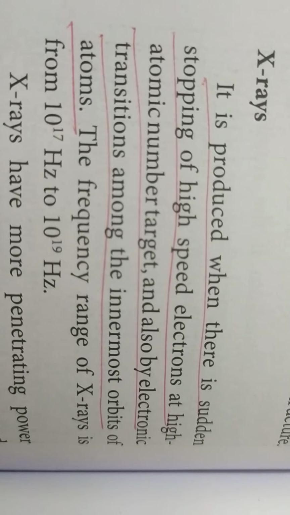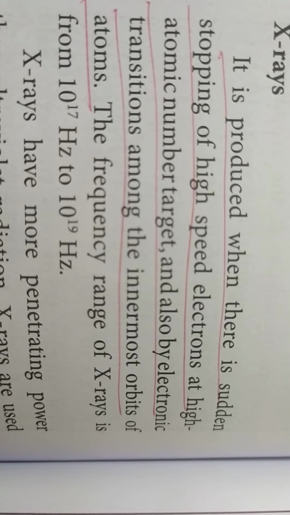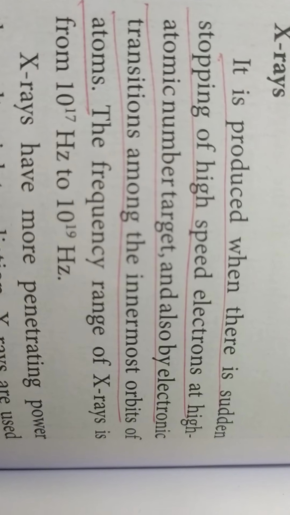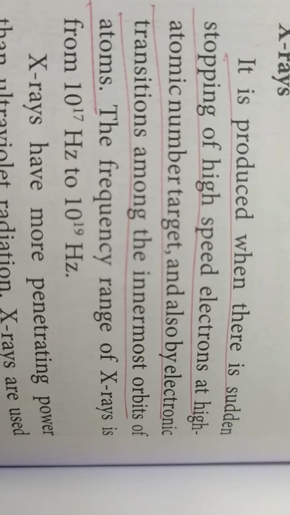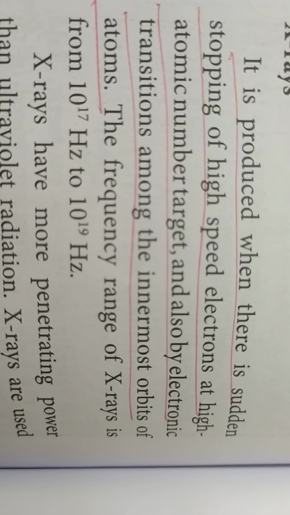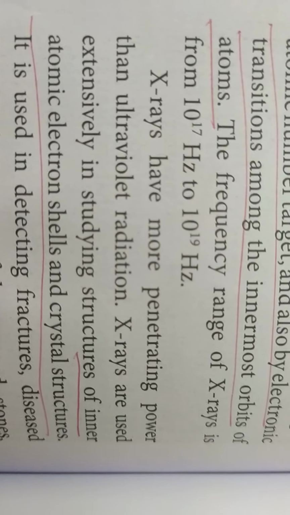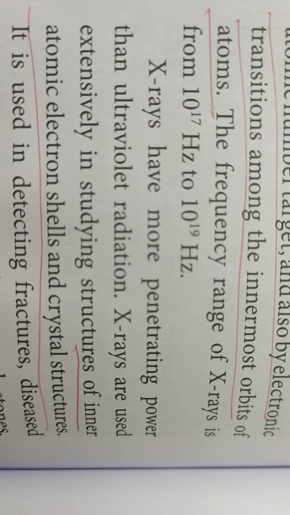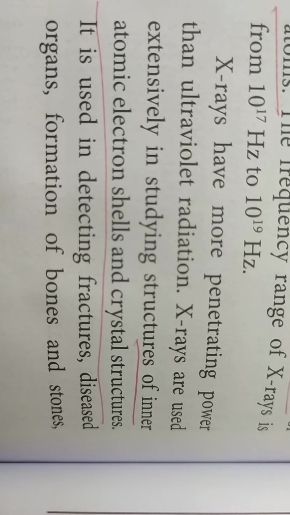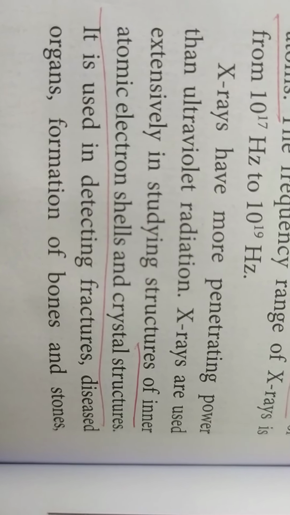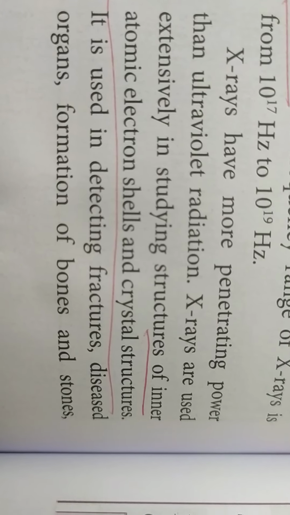Next, X-rays. X-rays are produced when there is sudden stopping of high speed electrons at a high atomic number target. For example, you can use tungsten, which has a high atomic number. When the electrons are suddenly stopped by the tungsten, there will be electronic transitions among the innermost orbits of atoms, and they produce X-rays. The frequency range is 10^17 hertz to 10^19 hertz, and they have more penetrating power than ultraviolet radiation. That's why they are used for detecting fractures, and in studying the structures of inner atomic electron shells and crystal structures.